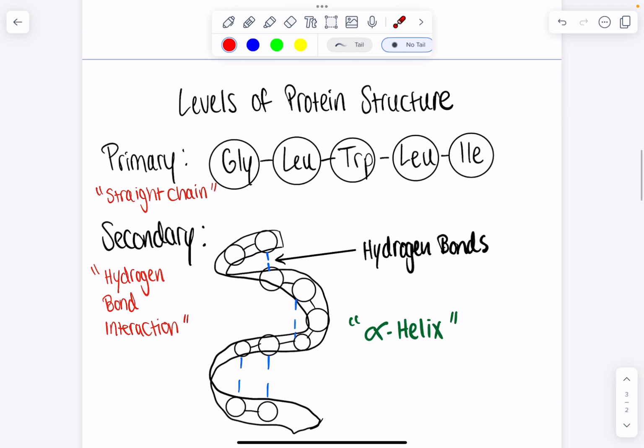Next, we'll talk about the levels of protein structure. We start in the beginning with the primary protein structure. The primary protein structure is just one polypeptide in a straight chain. We can see the amino acids represented as circles, and we have the abbreviation here. The amino acids are bonded together through peptide bonds. It's just a straight chain.